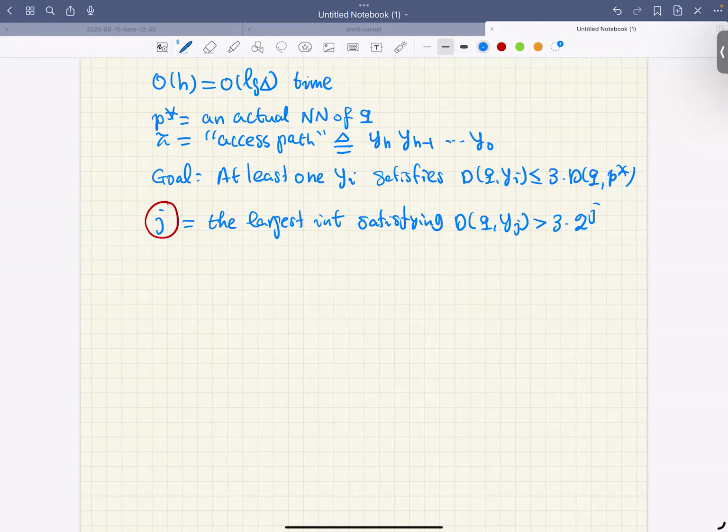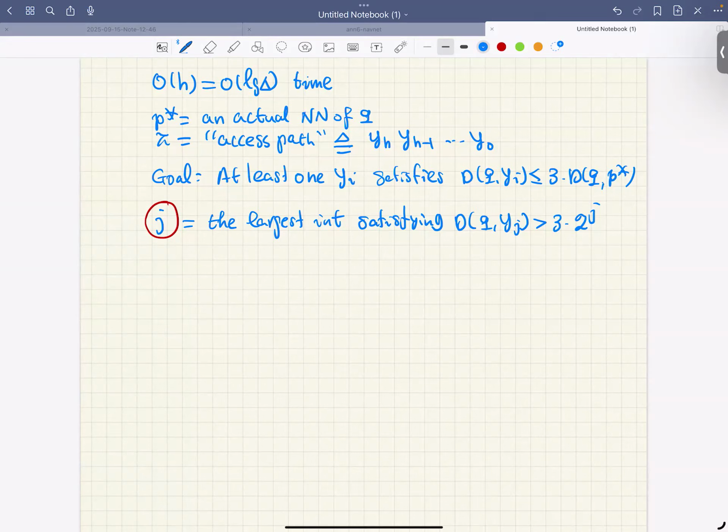This is simply saying, if everything goes normal, I would expect that in your net, you must have somebody that's able to capture me at the level of 2 to the power of J. I would like to set this threshold to be 3 times 2 to the power of J. In particular, for the path that you descend, at level J, this Yj will have to be able to capture me.